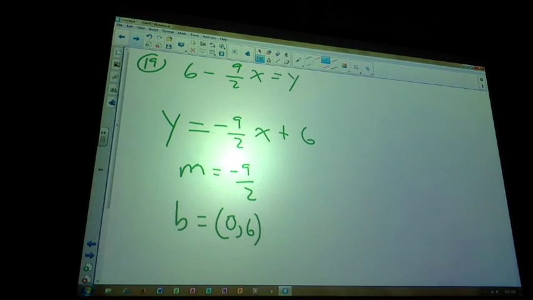Wait, isn't the top already in y equals mx plus b? Kind of is, but I was just manipulating it to make sure we had it in the order that we needed.